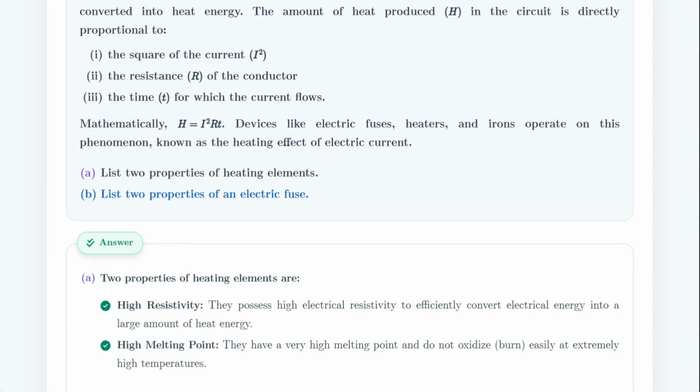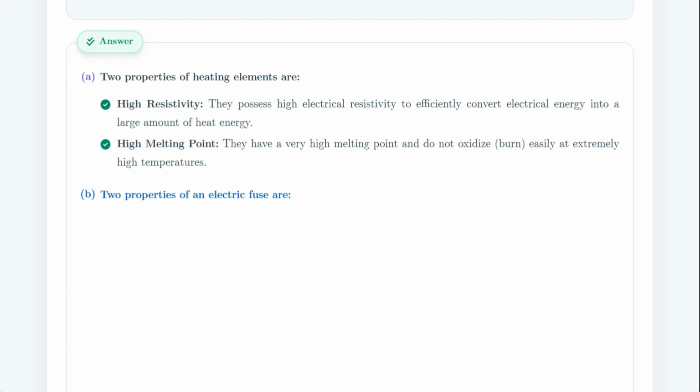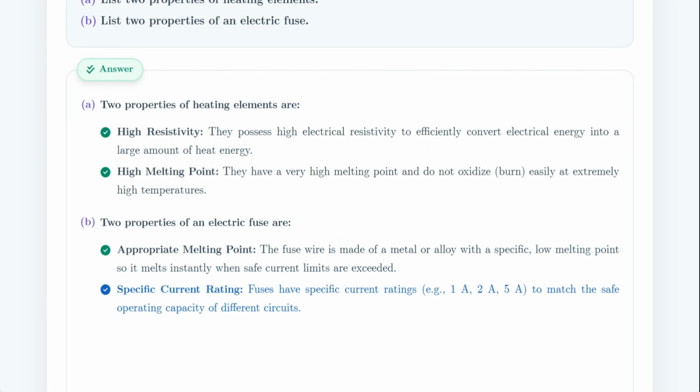Now, part B asks for two properties of an electric fuse. Moving to part B. An electric fuse has very specific requirements. Most importantly, it must have an appropriate melting point so it melts exactly when the safe current limit is exceeded. Secondly, a specific safety rating. Fuses are rated for maximum safe currents, like 1 ampere or 5 amperes.